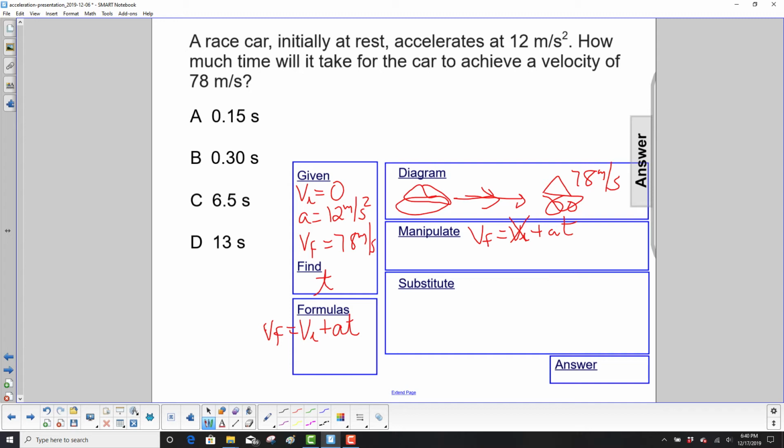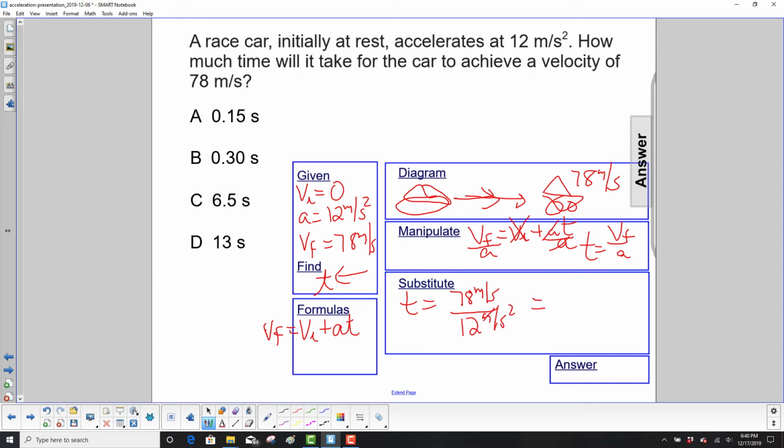We now need to get time all by itself. So let's divide both sides by a, and then just spin it around so t's on the left side. These a's cancel, and t is equal to v final over the acceleration. So now we can finally substitute. The final velocity is 78 meters per second. And we divide that by the acceleration, which is 12 meters per second squared.